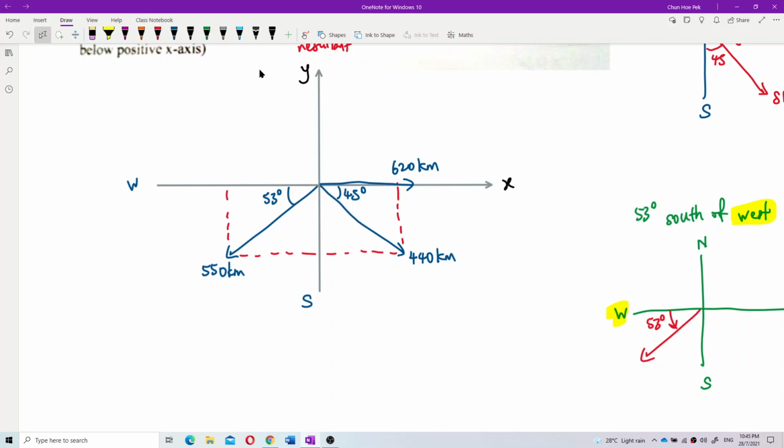Okay, first of all, you must write the direction. We know that going to the right is positive, going up is positive, going to the left is negative, going down is also negative. And then resolve all of this into components. Okay, let me draw out the table first.